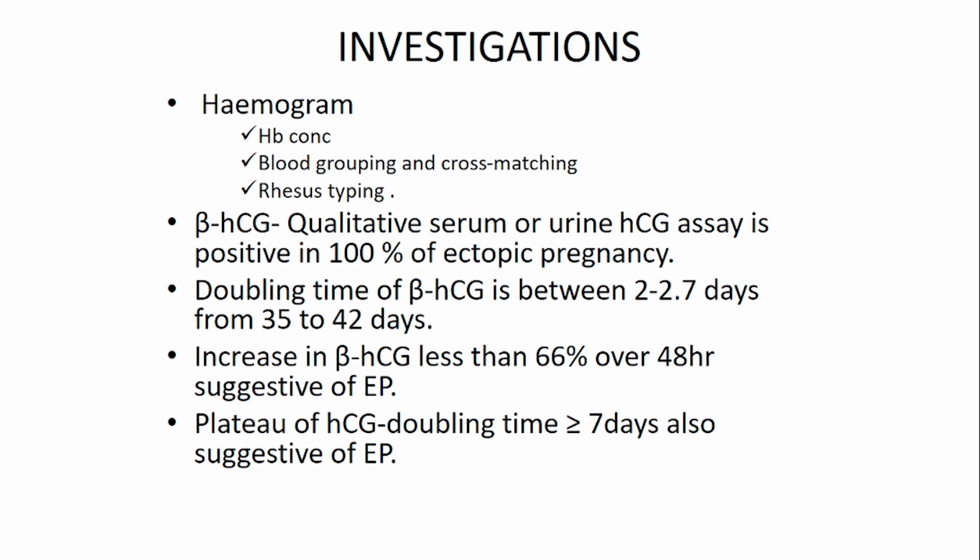It is important for us to recognize that the doubling time of beta HCG is between 2 to 2.7 days in the first 35 to 42 days of pregnancy. They are important in the monitoring. It is important for us to know that an increase in beta HCG of less than 60% over 48 hours is suggestive of ectopic pregnancy. If there's a plateauing of HCG, in other words, the doubling time is more than 7 days, again this is suggestive of ectopic pregnancy. So beta HCG occupies a central role in the diagnosis and management of ectopic pregnancy.